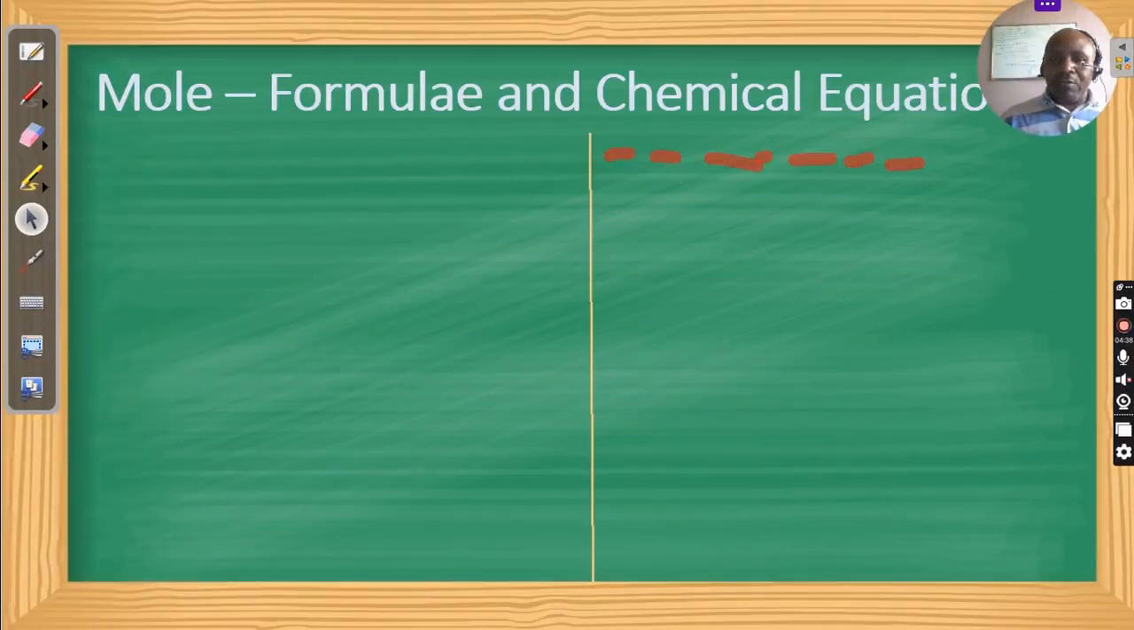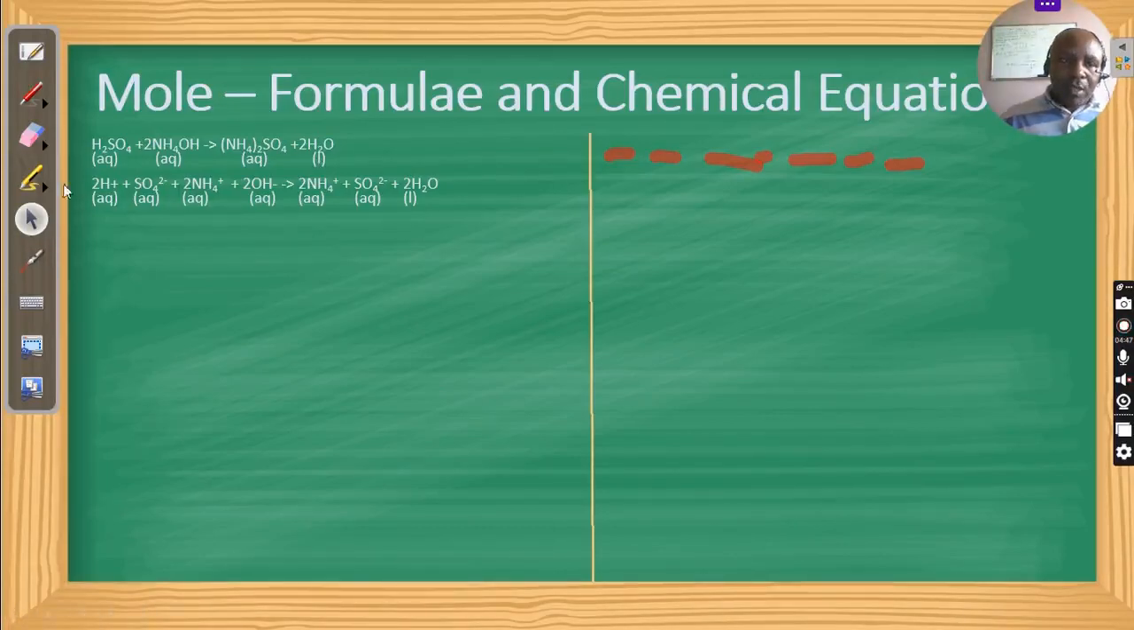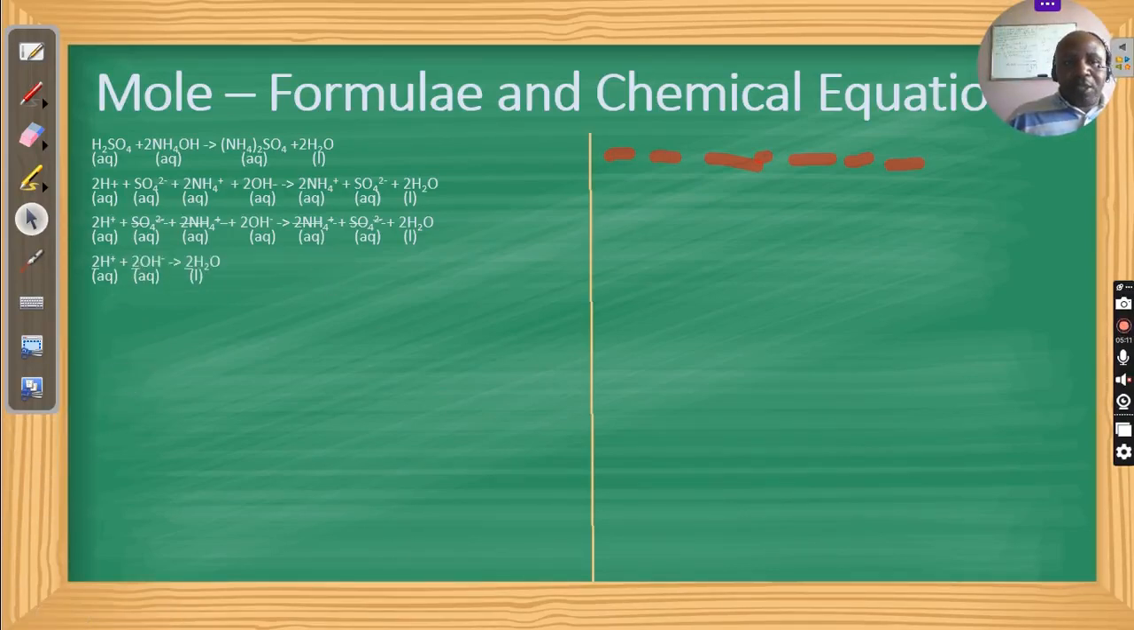Another example is sulfuric acid and ammonia solution, which as you can see here, this is the equation. Once you break down into ions, you can see the hydrogen ions, sulfate ions, ammonium ions, hydroxide ions to form ammonium ions, sulfate ions and water. So once you cancel out the ions that are on both the reactant and the product side, you remain with hydrogen ions and hydroxide ions to form water. So that is the final ionic equation. I want to believe that we are good there.